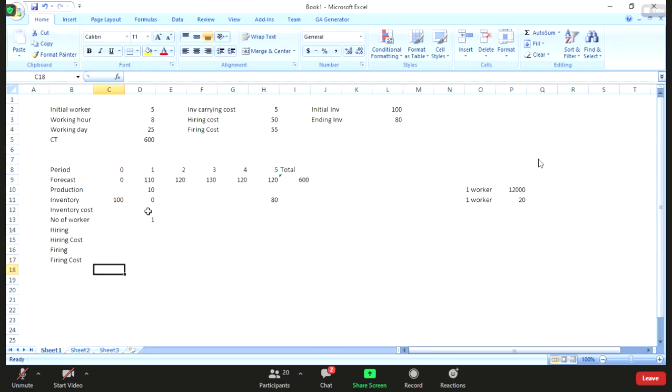Inventory cost. Because we have no inventory, we need to multiply our inventory, which is 0, with the inventory cost, this one, 5. We need to lock it like that. Then we can copy to the right like that.